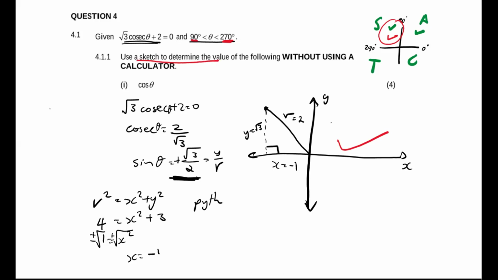Now, getting to the question. Cos theta is equal to, what is x? x over r, which is negative 1 over 2. Real marks here: simplifying this, then getting that.